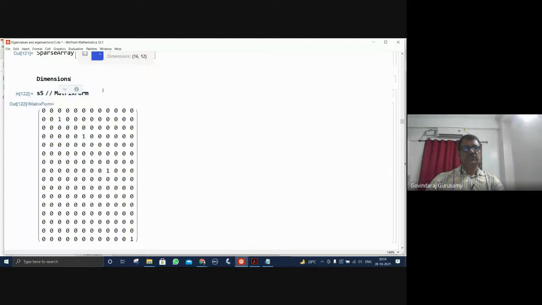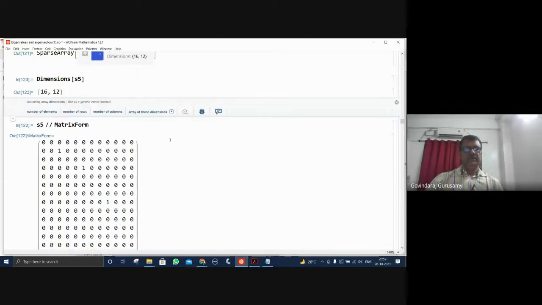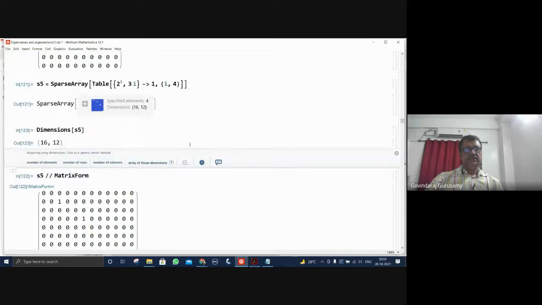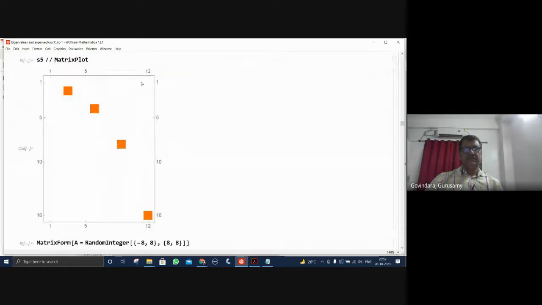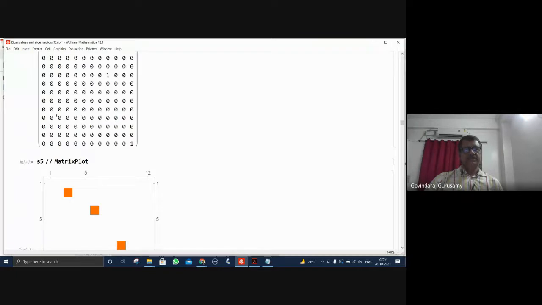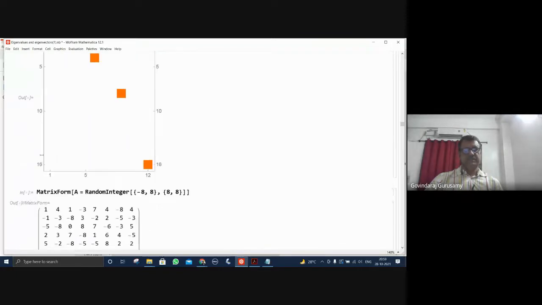Dimensions of what? S5. You don't have to struggle there counting the number. 16 by 12 is the dimensions of this matrix, that you can see that points here. 16 will be there in this, 12 here. This is the matrix plot of this S5 as matrix.